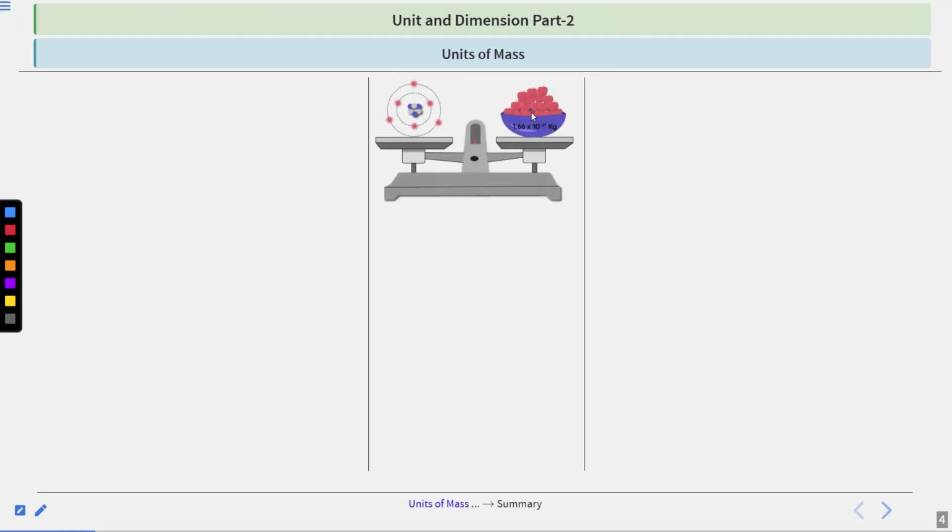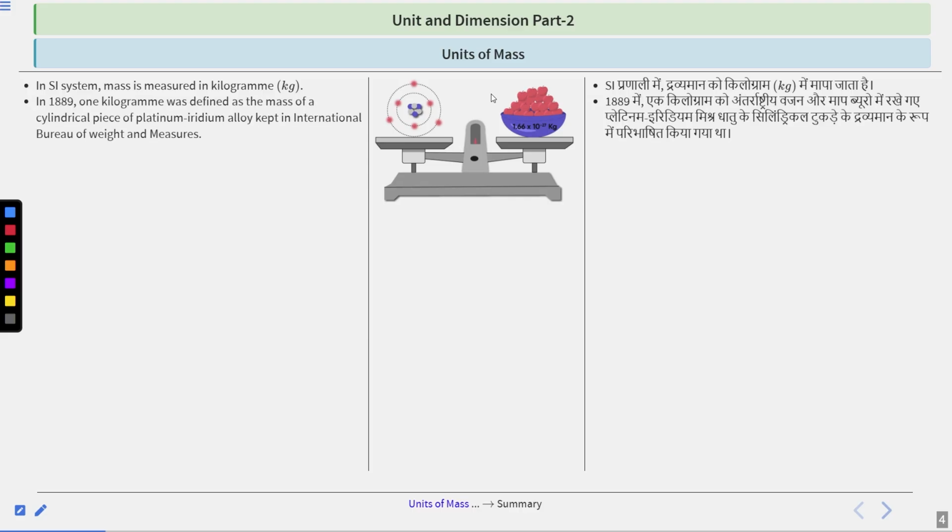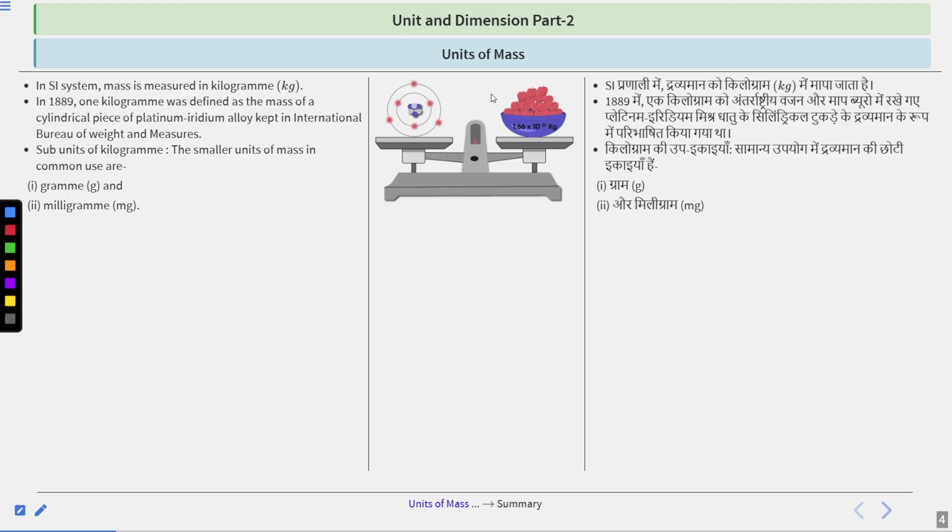Now, units of mass is the thing that we are going to start over. Basically, in the SI system, which is the international standard of units, mass is measured in kilogram. In 1889, 1 kilogram was defined as the mass of a cylindrical piece of platinum iridium alloy kept in the International Bureau of Weight and Measures.